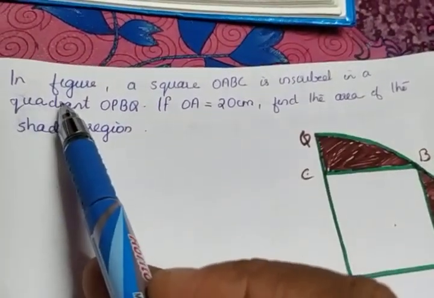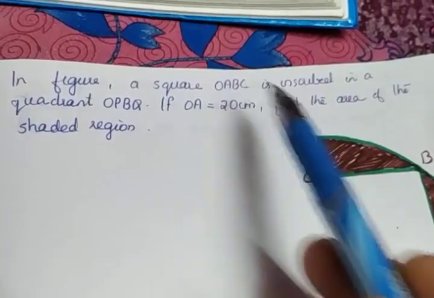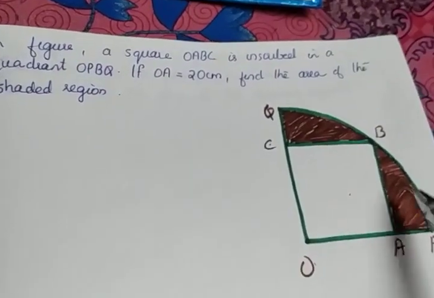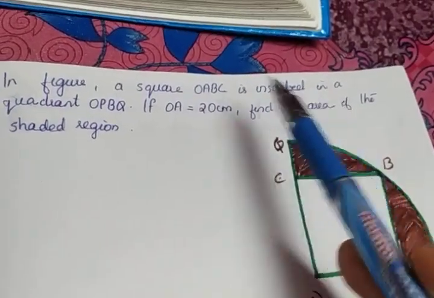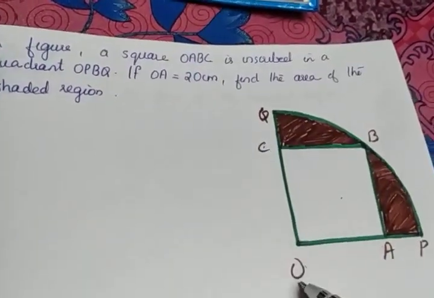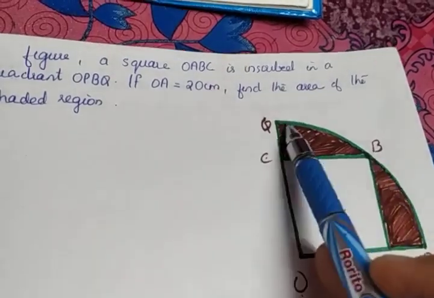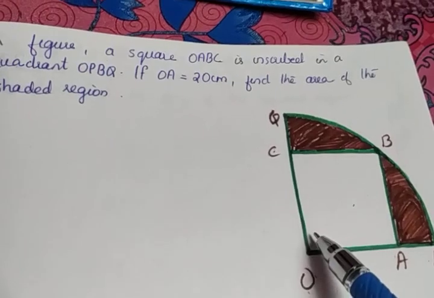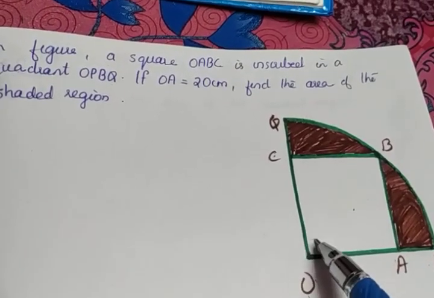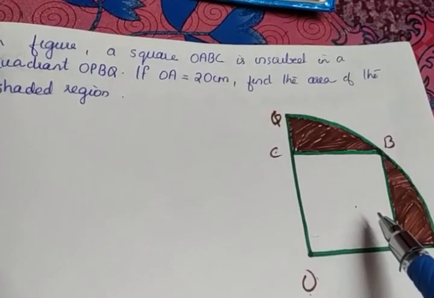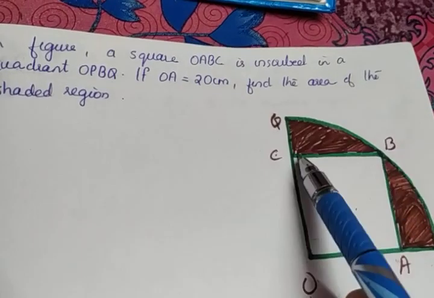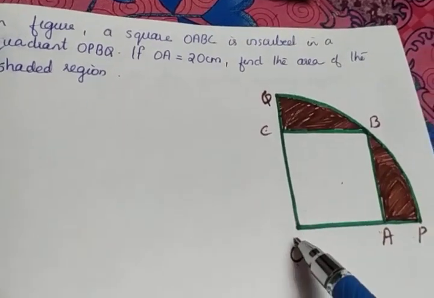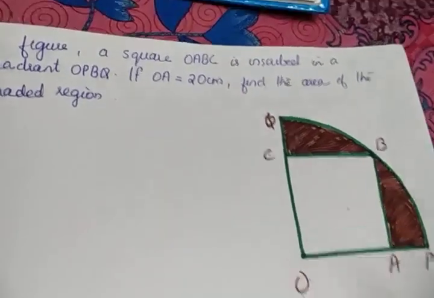So the next one. In the figure, a square OABC is inscribed in a quadrant OPBQ. So there is a square inside a quadrant. Quadrant means 1/4 of a circle, which is angle 90 degrees. Okay, so there is a square OABC inside the quadrant OPBQ.